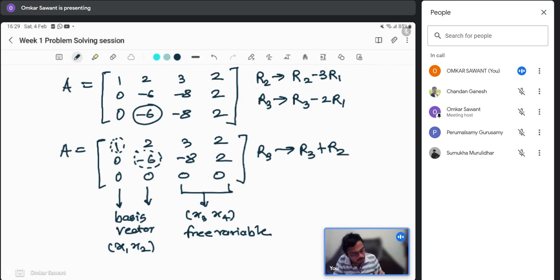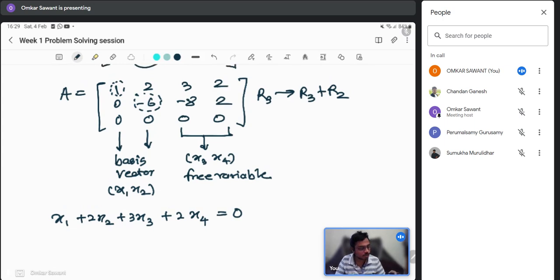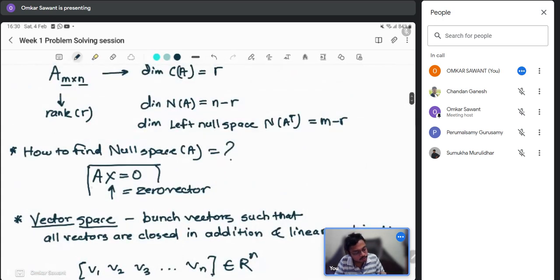So if we try to write the equation, x1 plus 2x2 plus 3x3 plus 2x4 is 0. Why have I taken this 0? If I am taking this equal to 0, then what am I trying to do? We have just now revised the concept of null space, right? If you want to find a null space, you have to find x such that A times x gives the 0 vector, right?